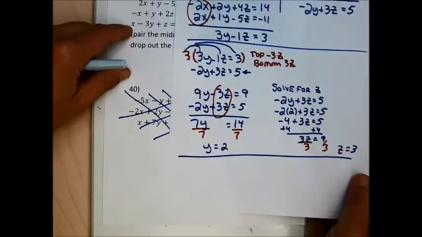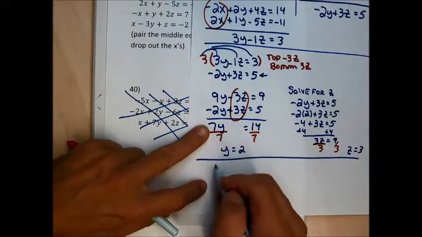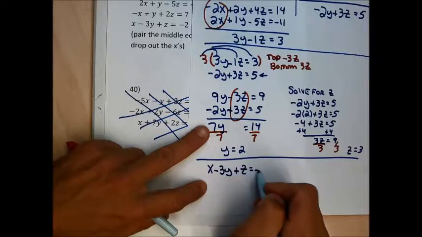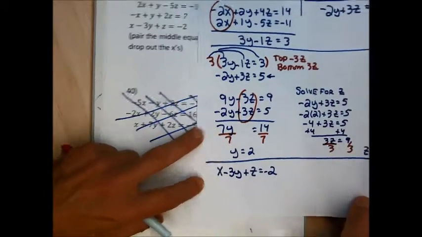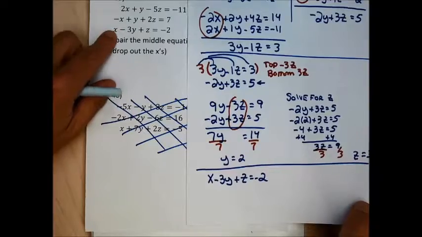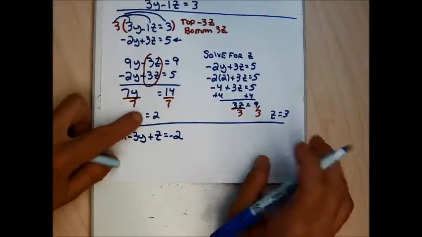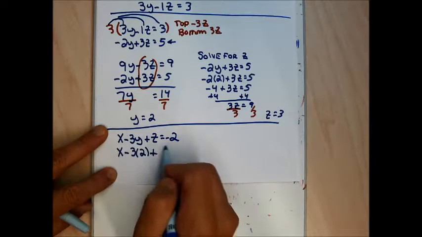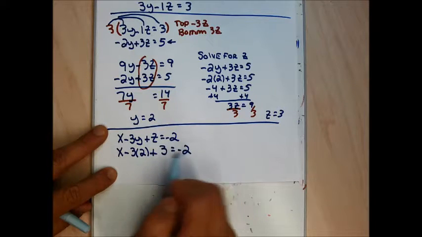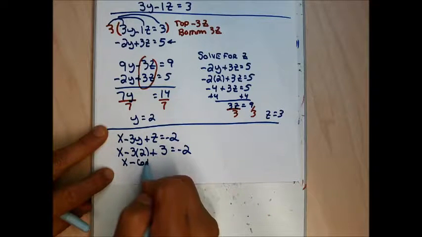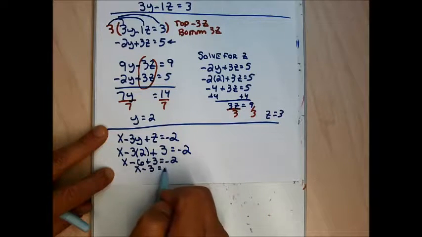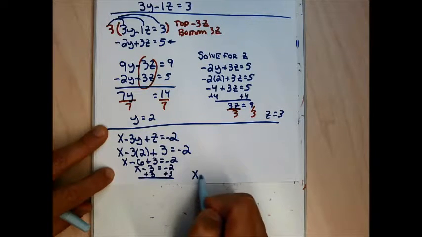So as I go to solve for x, and my last step, I'm going to use the equation x minus 3y plus z equals negative 2. Because of the top equations, it has the easiest version of the x. And I'm going to substitute y equal to 2 and z equal to 3 and go x minus 3 times 2 plus 3 for z equals negative 2. That will give me x minus 6 plus 3 equals negative 2. That gives me x minus 3 equal to negative 2. And I'll add 3 to both sides and get x equal to 1.